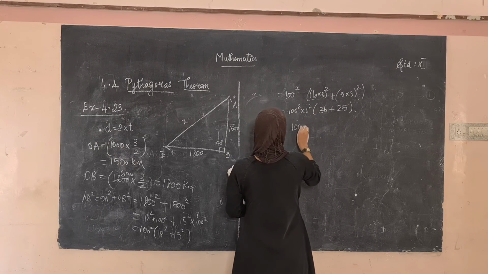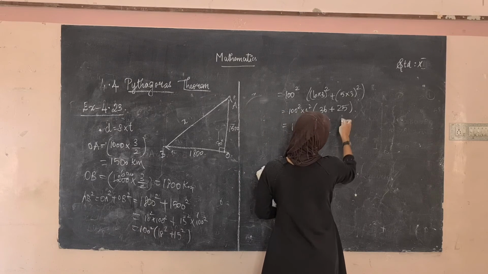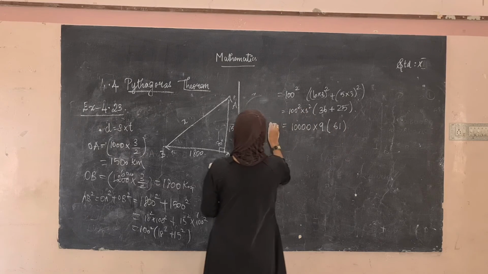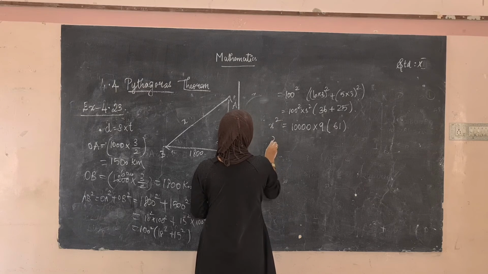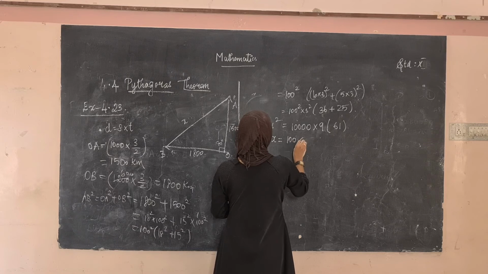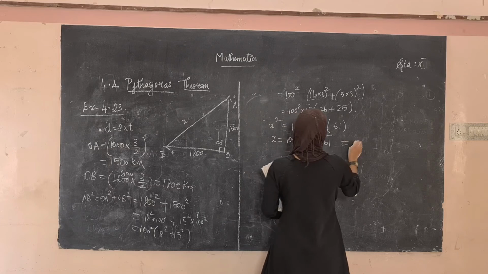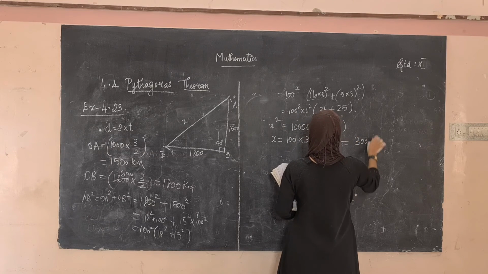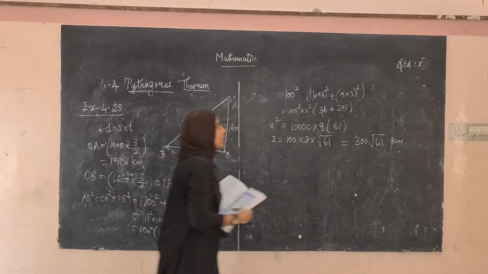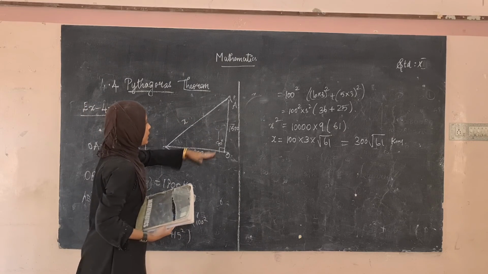So 100 square into 9 into 35 plus 36 plus 25 is 61, that is x square. So x will be equal to the square root of this, that is 100 into 3 into root of 61, which is equal to 300 into root of 61 kilometers. The matter here is just the simplification. So we have to find this distance. We don't know this distance also.